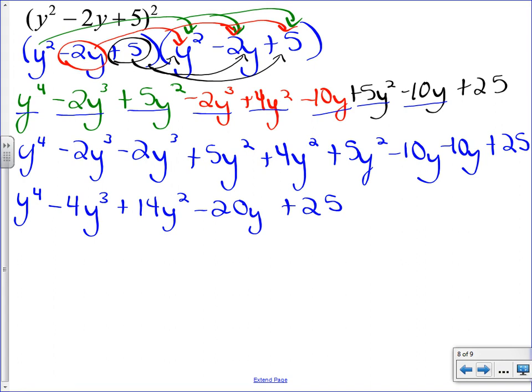So, yes, this is a little bit long to do. There's lots of ways that you can make tiny errors, but we need to practice this because this is what your quiz on Friday will look like.